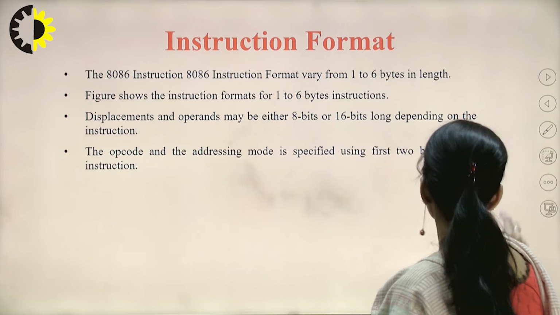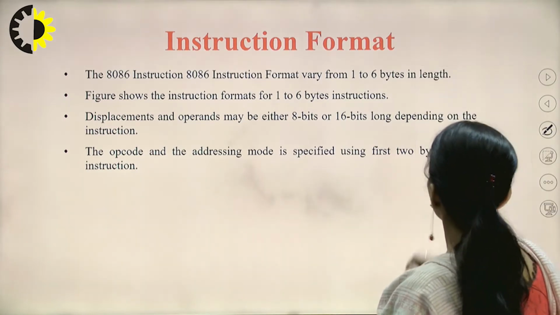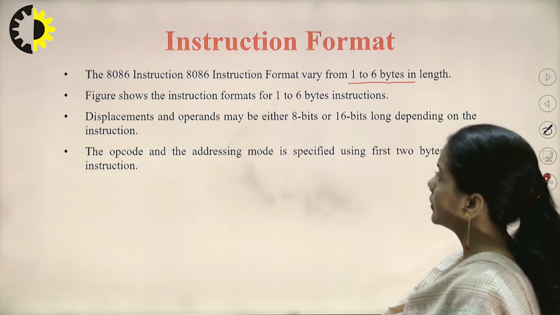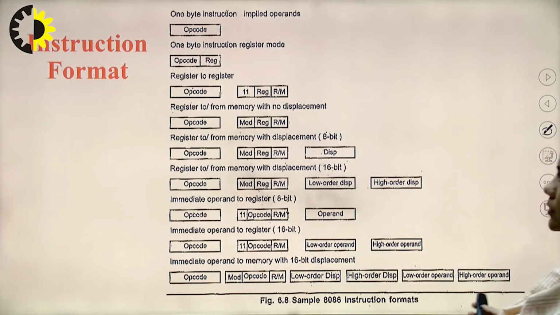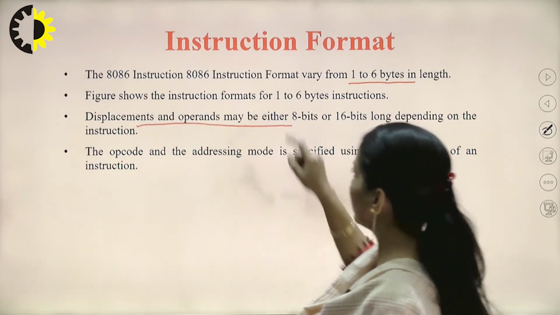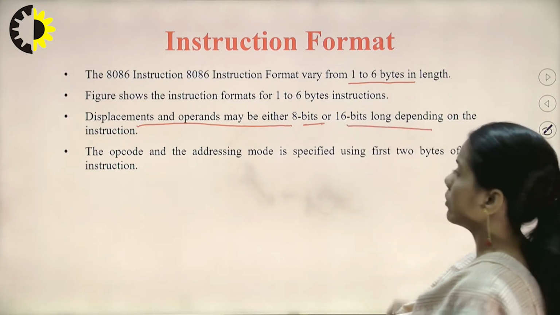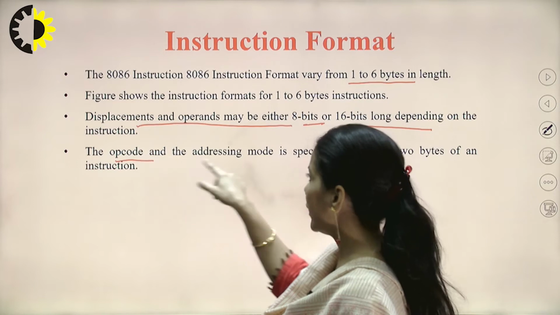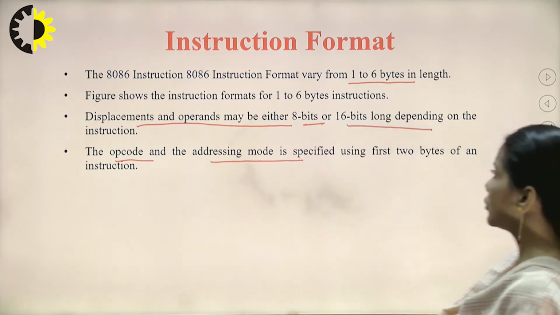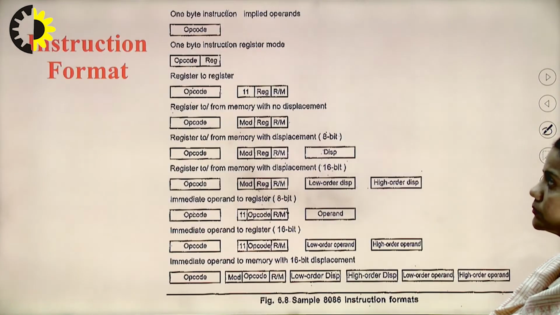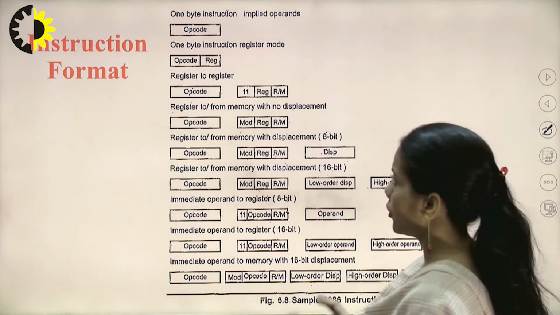So 8086 instruction format vary from 1 to 6 bytes in length. As shown here, these are the instruction formats. I will discuss these one by one. Displacements and operands may be either 8 bits or 16 bits long depending upon the instruction. Opcode and addressing mode is specified using the first 2 bytes of an instruction. How? We will see. So these are instruction formats.